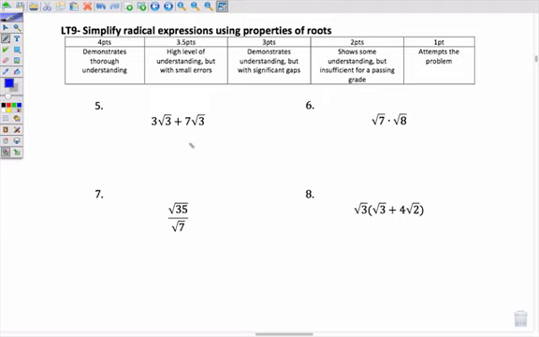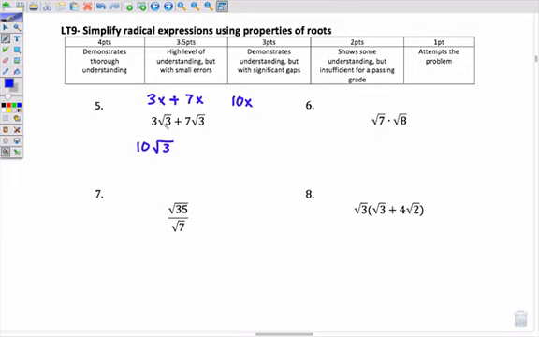We did a little bit of this in class. This first one, think of it as combining like terms. So it's like we're doing 3x plus 7x, which gives normally 10x. But in this case, these are square roots of 3. So this gives you 10 square root of 3.